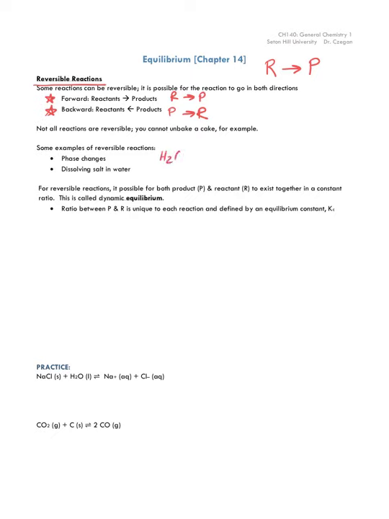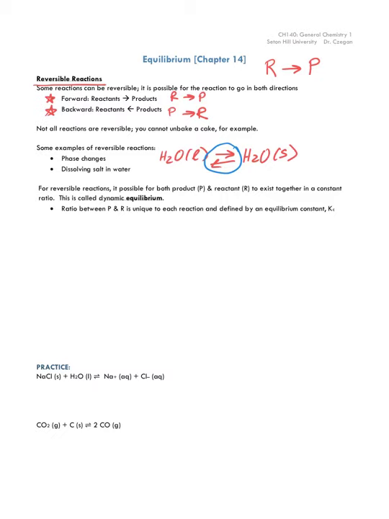Some of the simple examples of reactions that are reversible include phase changes, right? We can freeze and unfreeze water as much as we want. All we have to do is change the temperature. So we can get it to melt, we can get it to freeze. It can go both ways. So when we have a reaction that's reversible, we use this double-sided arrow to indicate that it's a reversible reaction. It can go both ways.